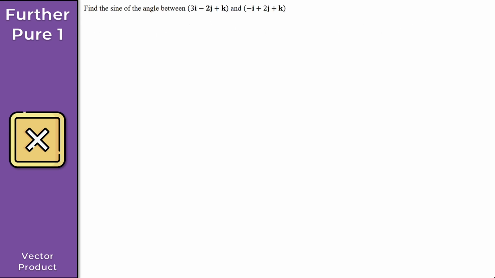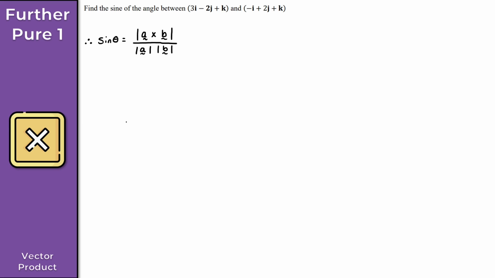So moving on to the very last question, question 2, which asks us to find the sine of the angle between these two given vectors. Now, to find the sine of the angle between these two given vectors, we need to use the following result. Sine theta is equal to the magnitude of the vector A crossed with the vector B, all over the magnitude of the vector A times the magnitude of the vector B.